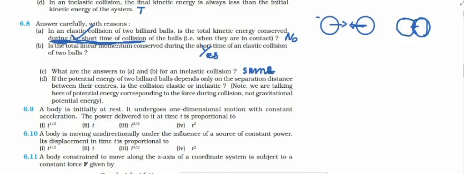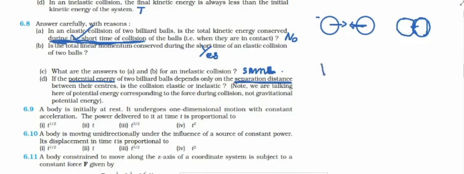Okay, both the answers will be same. Then part D. If the potential energy of two billiard balls depends only on separation distance, that is, only on the distance between their centers, is the collision elastic or inelastic? Okay. Potential energy depends only on distance.